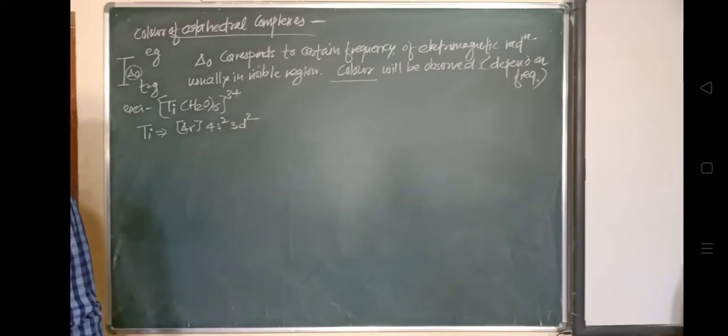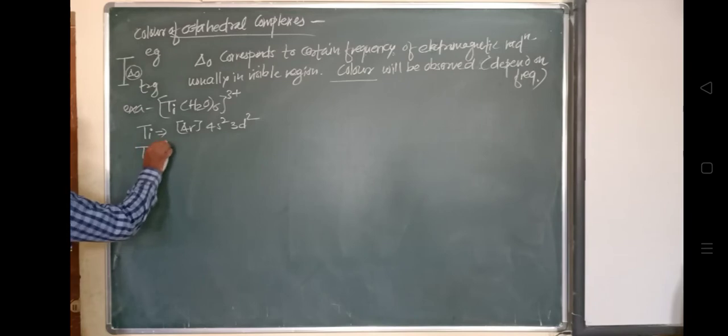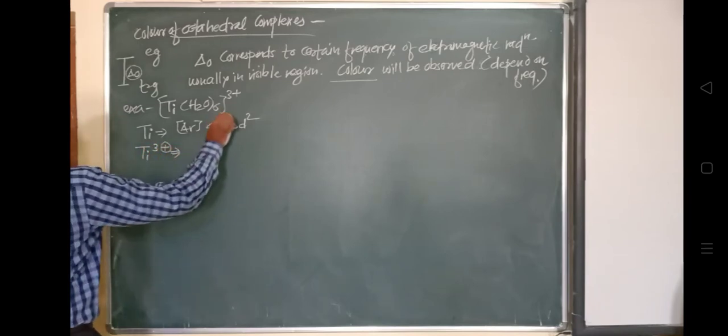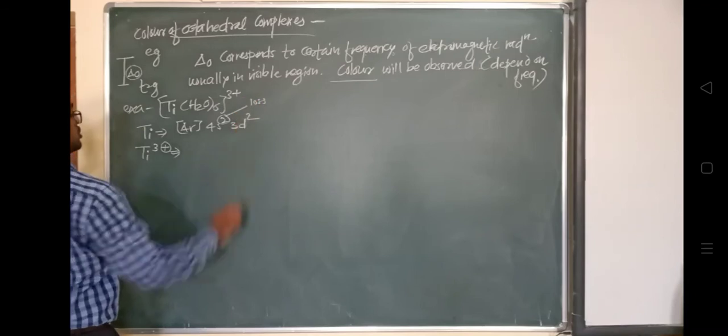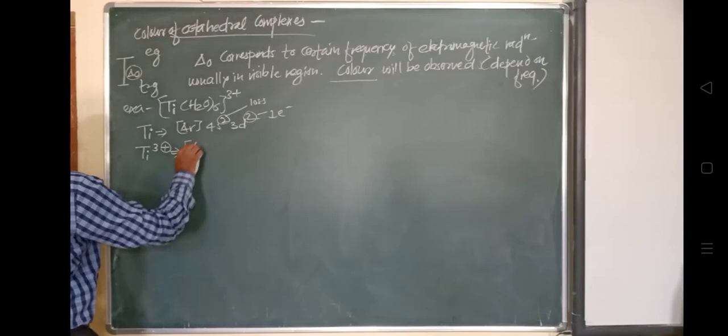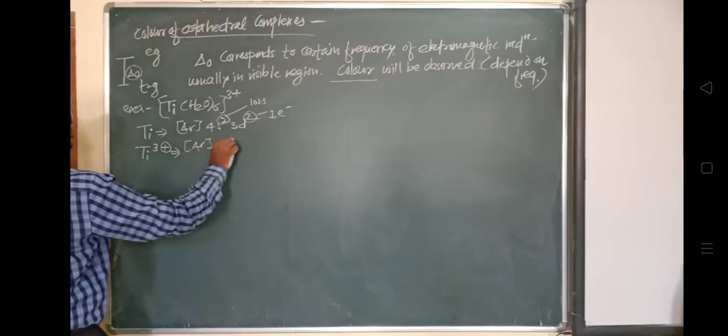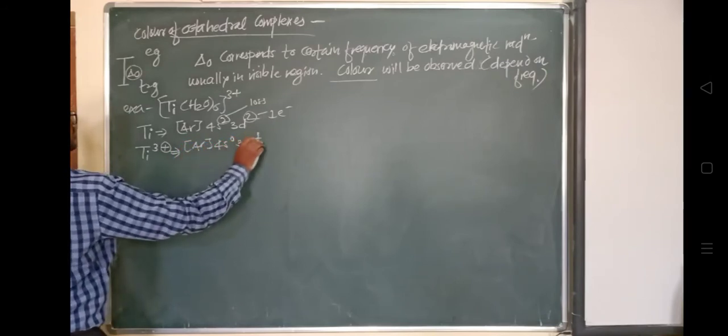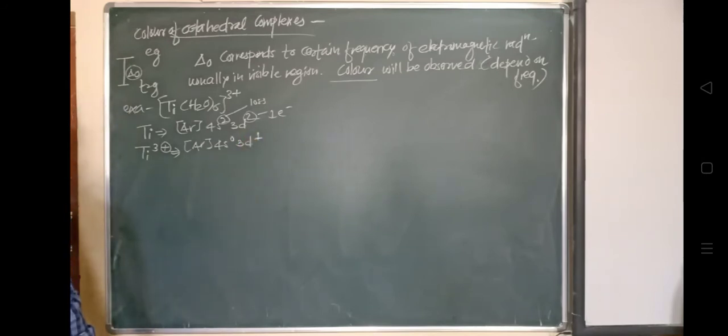So what will happen? This titanium at 3 plus oxidation state, there will be loss of 2 electrons from this and loss of 1 electron from this, and it will have the configuration 4s0 and 3d1. One electron will remain over here. So the central metal ion titanium has electronic configuration 3d1, and the electron occupies one of the T2g orbitals.